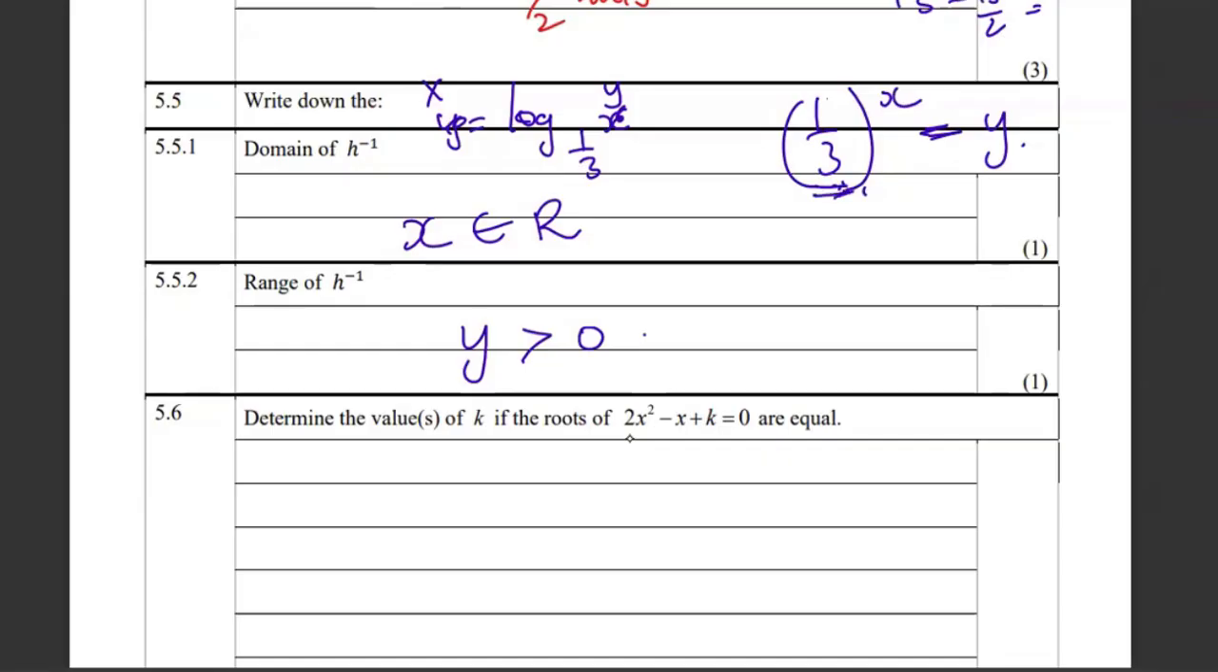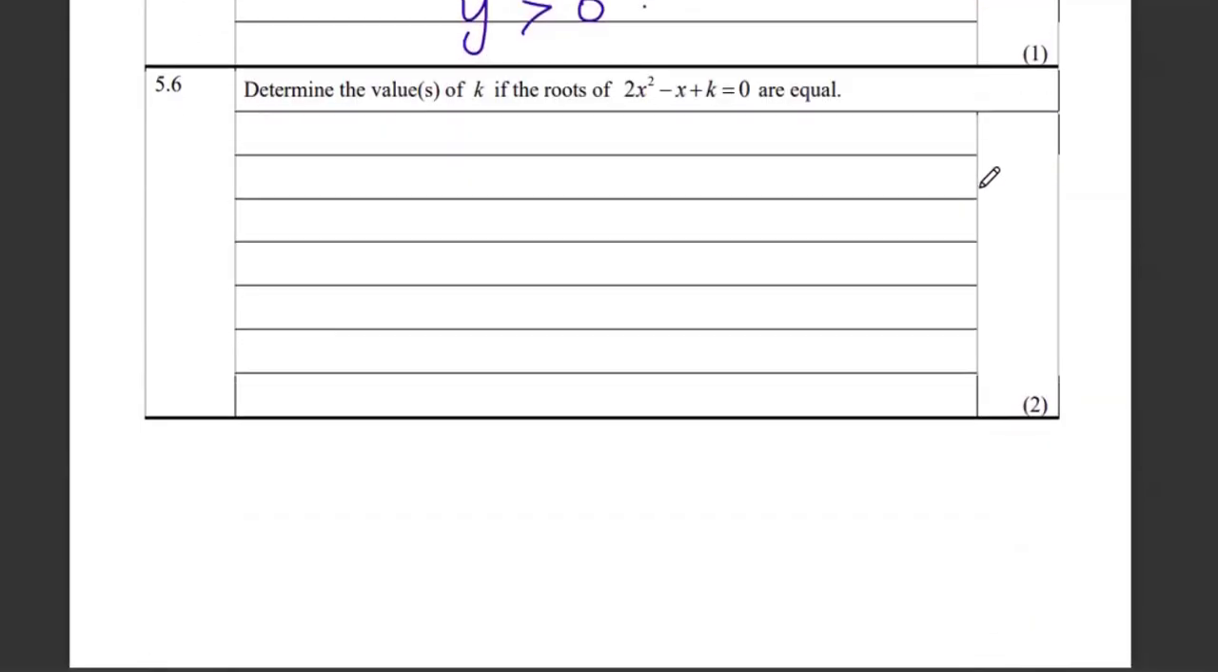Y is going to be greater than 0 when you plot this. If x is 0, y is 1. If x is 1, just wait a minute. Am I doing the right thing? Remember, this is now the inverse. Yeah, I think it makes sense. Y is greater than 0, x is an element of real numbers.